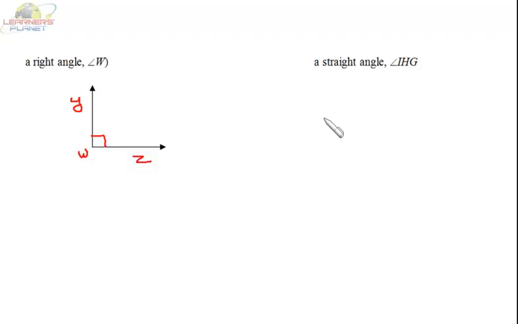Similarly, we can draw a straight angle. It's like this. So this angle is 180 degrees. It's I, it's H, G. So angle IHG is an angle with 180 degrees, or we can call it a straight angle.